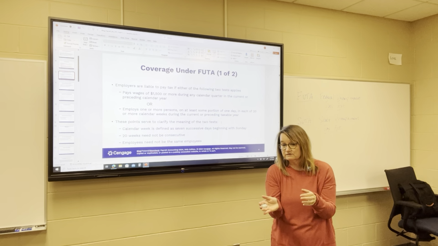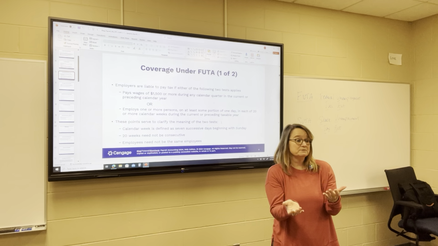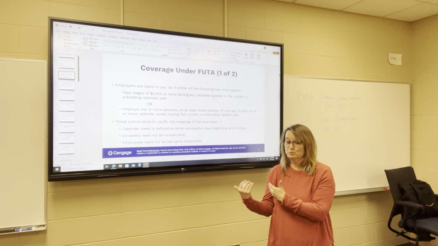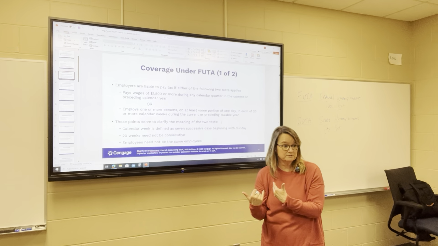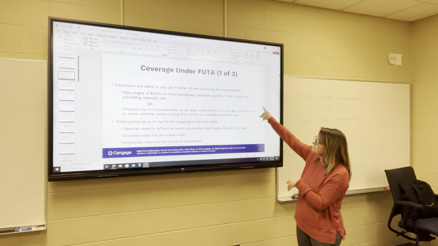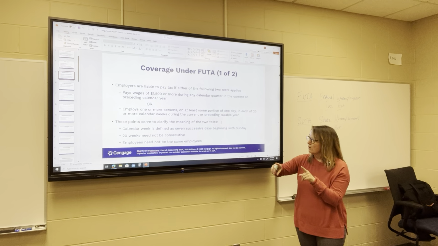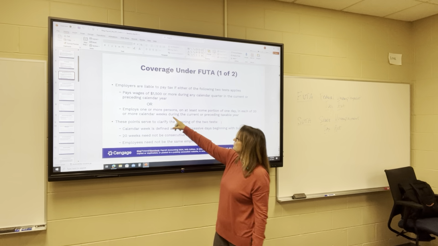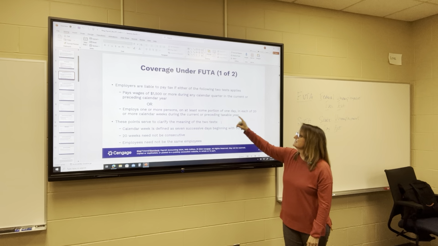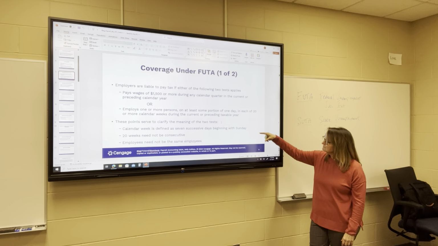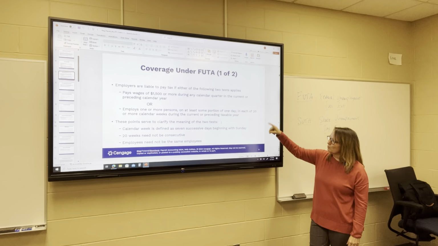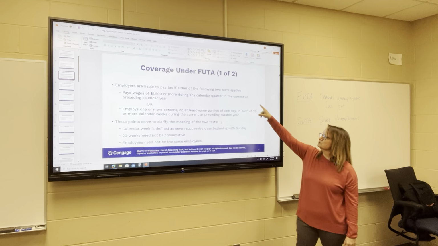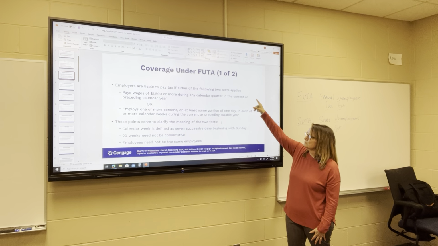That's a pretty low level of wages. Most employers who have employees probably would pay at least that amount. So if they paid $1,500 or more, or if they employ one or more people on at least some portion of one day in each of 20 or more calendar weeks during the current or preceding taxable year. So this one is a dollar amount requirement, that $1,500.